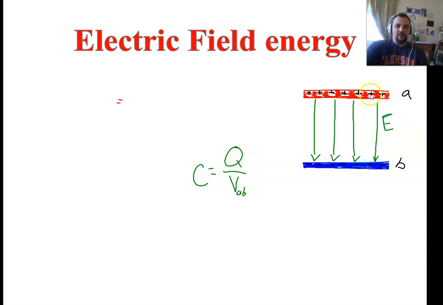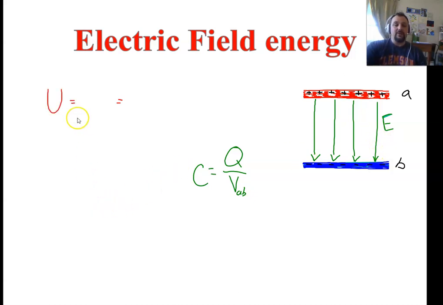So I have a parallel plate capacitor here, plate A, plate B. There's a voltage applied to A and B, that's VAB right there, that allows it to store charges. So this has positive charge, this has negative charge, and hey, there's going to be a field between them. So this is our parallel plate capacitor.